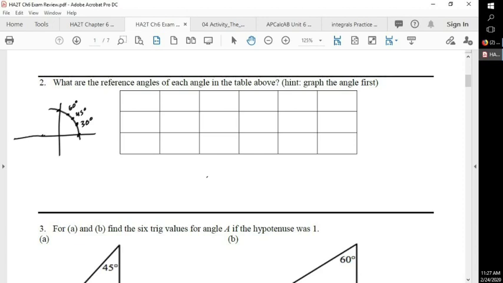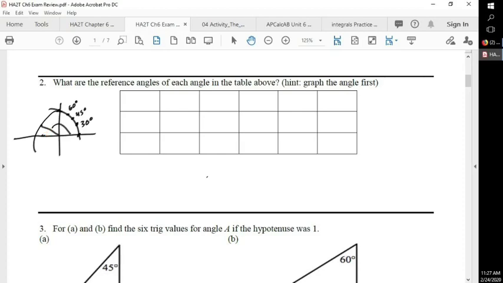For example, if you had this angle right here, we'll say that that is 150 degrees. What is the reference angle for 150 degrees? 30. It's 30, and that's because it takes 30 degrees from the x-axis to meet it.